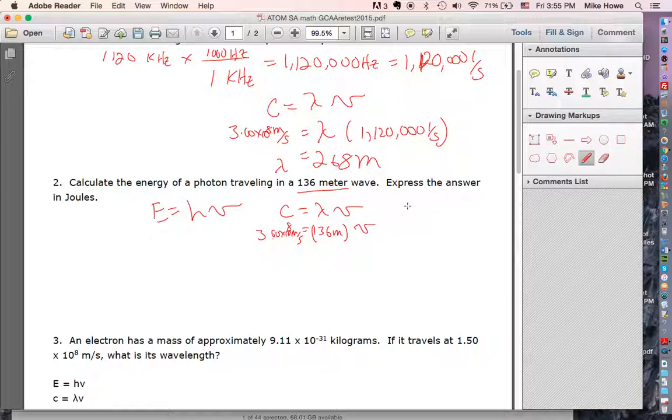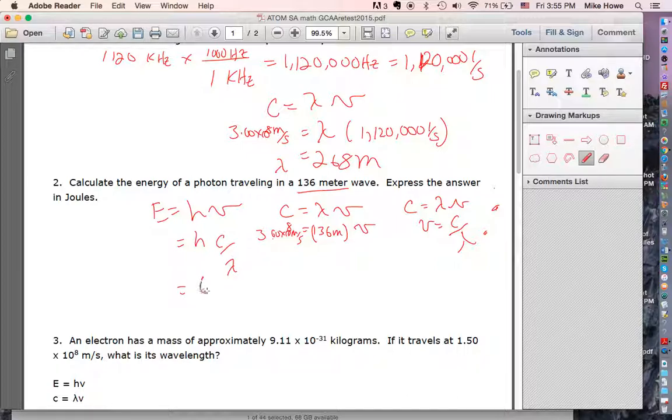Another thing you could do is realize that C equals lambda nu can be arranged so that nu is equal to C divided by wavelength. So think about that. I didn't like my wavelength sign very well. There you go. So C divided by wavelength. So now you can take this and plug it into this equation. So this equation would become H times C over wavelength.